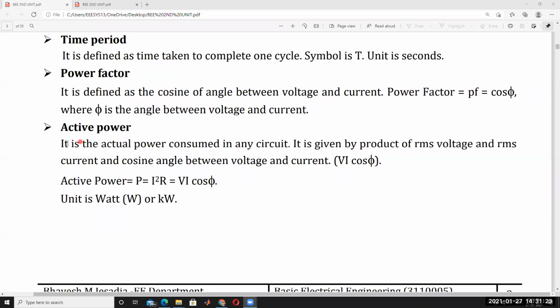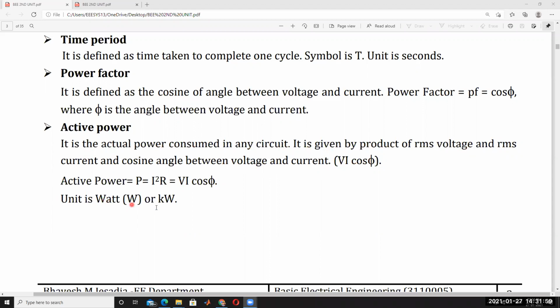Then next, active power. It is the actual power consumed by any circuit. It is given by the product of RMS voltage, RMS current, and cosine of angle between voltage and current. That is VI cos phi. Power is equal to VRMS into IRMS into cos phi. Here phi is the angle between voltage and current. This is called active power.